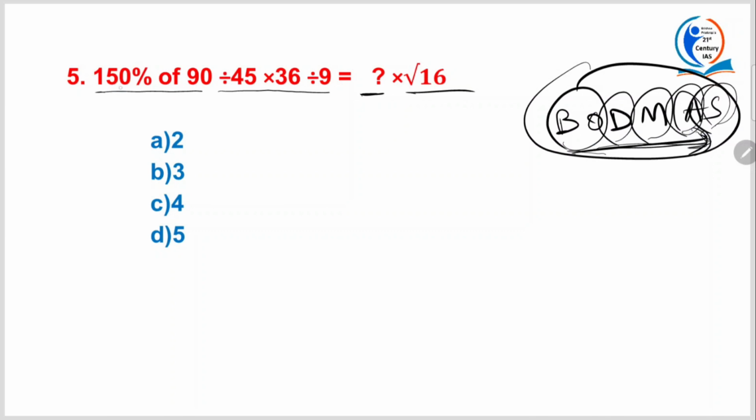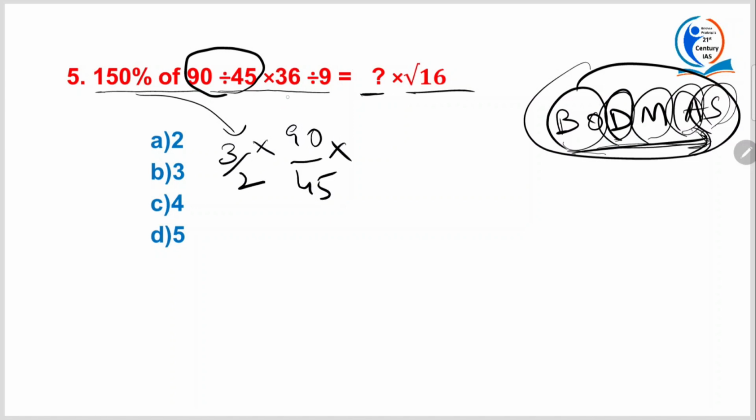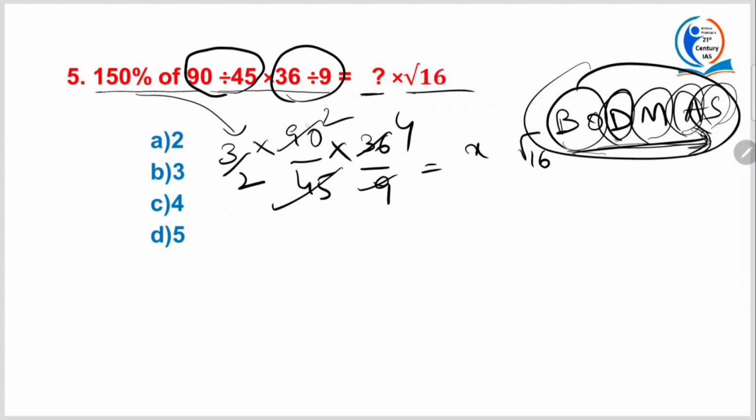Alright. Now, here 150 can be written as what in fraction form? 150 percentage. It is 3 by 2. We have seen in the basics part of 90 by 45. This is the first operation we are supposed to do, division. So, 90 by 45 into 36 by 9 is equal to some x number into root over 16, right? So, 45 ones, 2s, 9 ones are, 9 4s are, 2 and 2 is gone. Now, root over 16 is how much? It's 4, right? So, x into 4 is equal to 3 into 4. So, x is equal to 3. So, 3 is the answer, right?